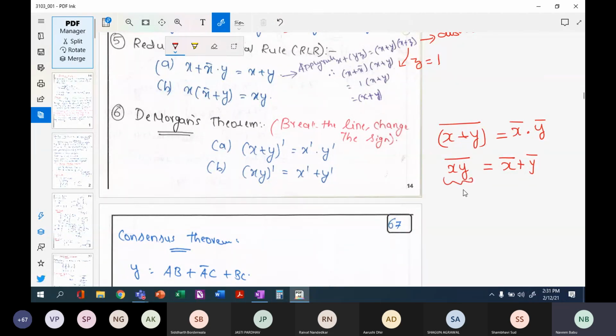What is this? This is nothing but a NAND circuit. And what is this? This is nothing but an OR circuit, but a complemented OR circuit. This is not OR, but a complemented OR. We will see this theorem now.